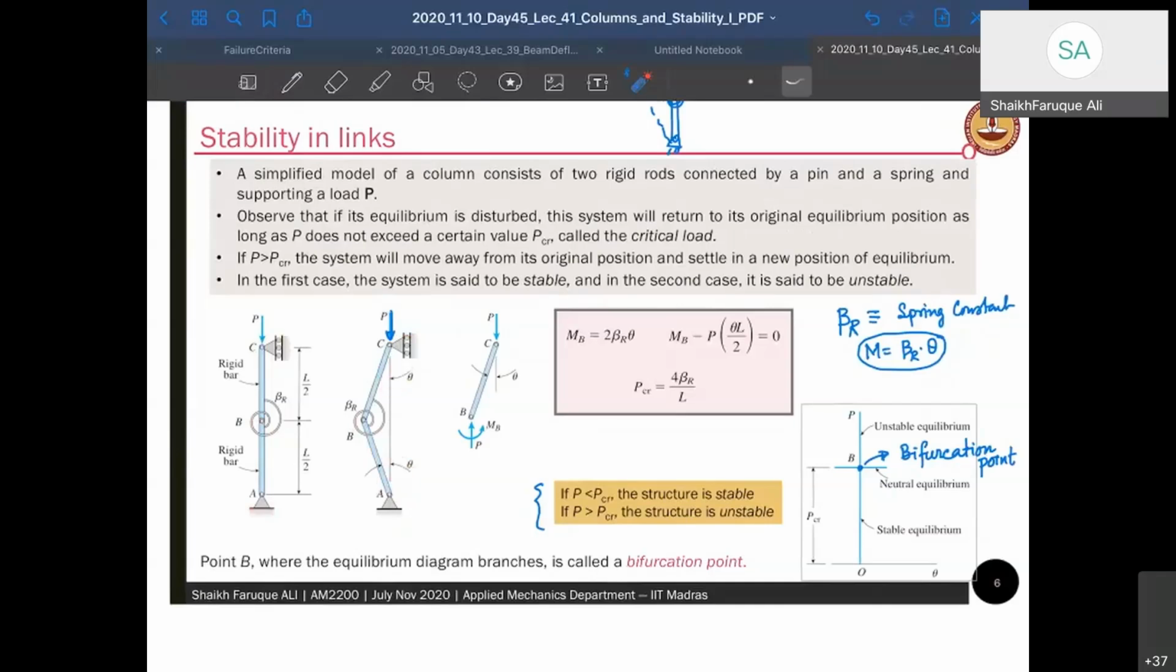Now, how do I find the value of P for which the structure will be unstable? How do you find that? What is the value of moment that is being supported by this spring? It will be spring constant Br into the rotation angle theta. So Br into theta on one side and Br into theta on the other side. So it becomes 2Br into theta as your restoring moment. So this is your restoring force.